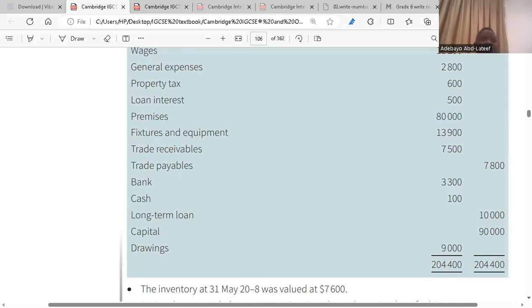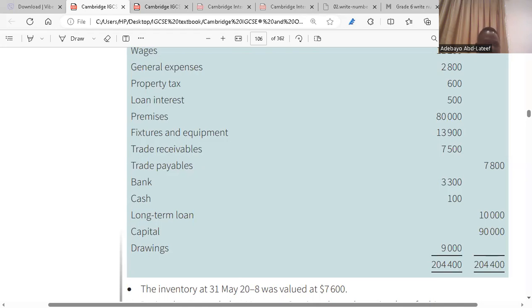First, note that we have two types of assets. We have current assets and non-current assets. Non-current assets are those assets that stay with the business for more than a year. Current assets are those assets that cannot last more than a year. Examples of current assets are trade receivables. Examples of non-current assets are premises, fixtures, and equipment. Are you with me? Yes. Trade receivable is your credit customer. They have to pay before the year ends, yes or no? Yes. So it is a current asset.